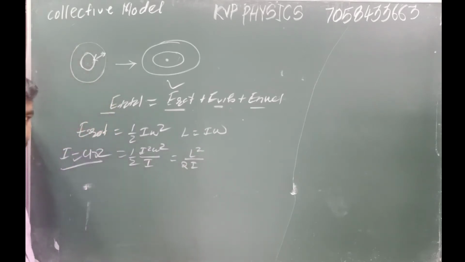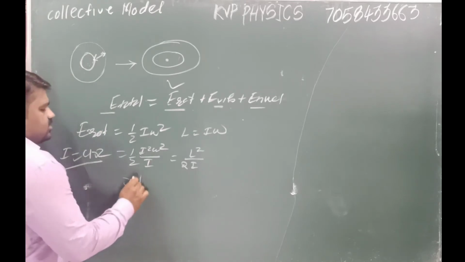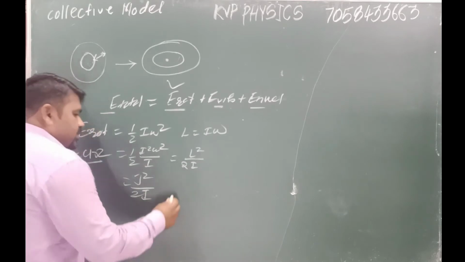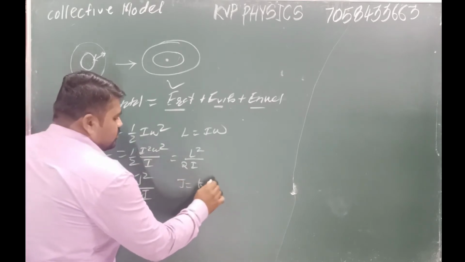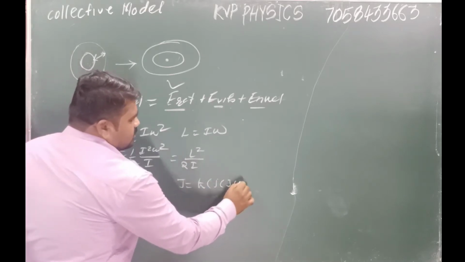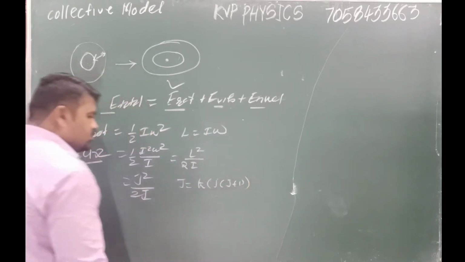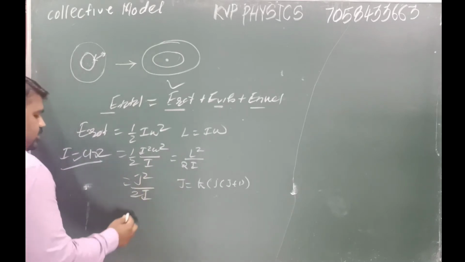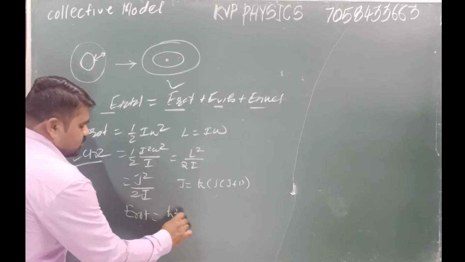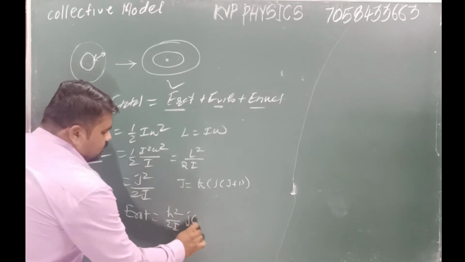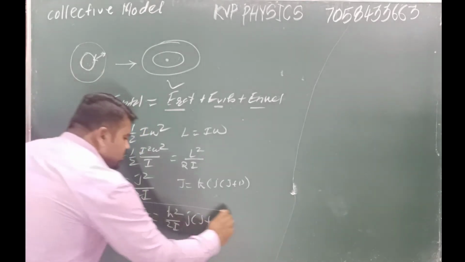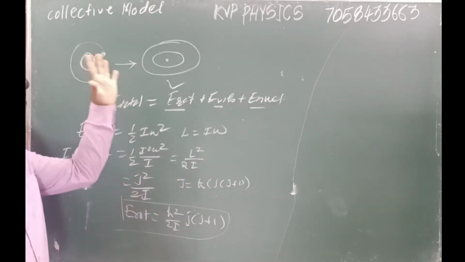And here L square can be replaced by J square. Then this can be written as J square upon 2I. Then we know that J is equal to h cross root of J into J plus 1. Now substitute this value here. Then we get E rotational is equal to h cross square upon 2I J into J plus 1. This is the rotational energy for the collective model.